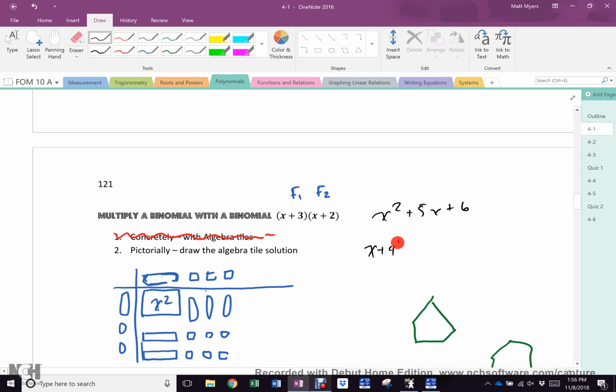X plus 4 times x plus 3. If I distribute this, it's x squared plus 4x plus 3x plus 12, correct? Which would be x squared plus 7x plus 12, correct? What's 3 plus 4? 7. What's 3 times 4? 12. Does everybody see the shortcut now?